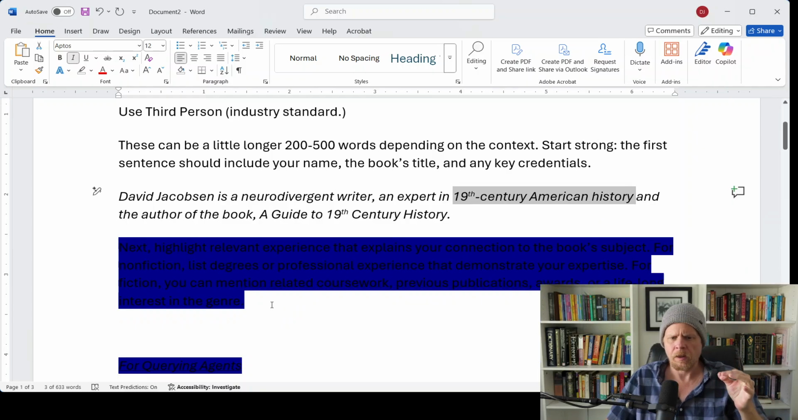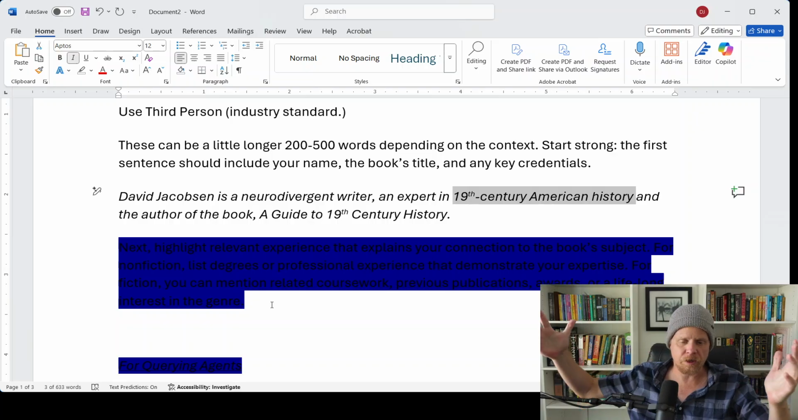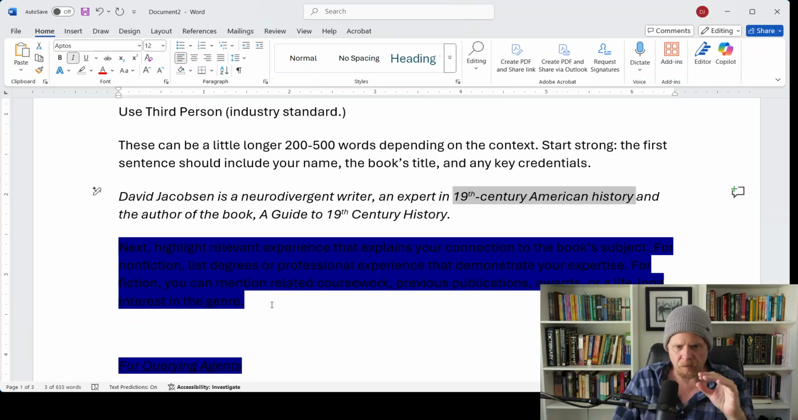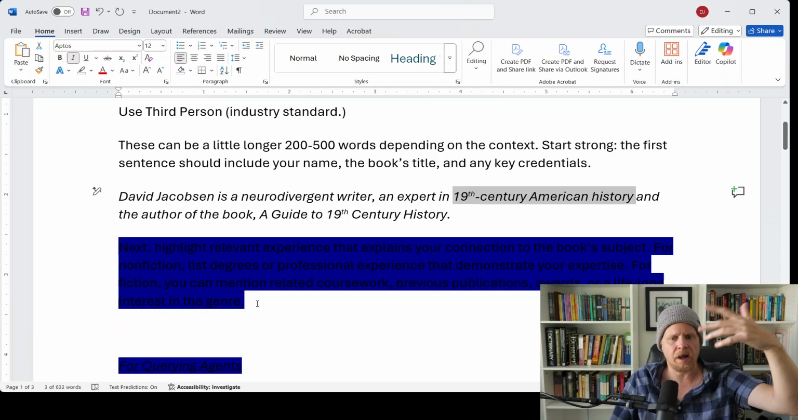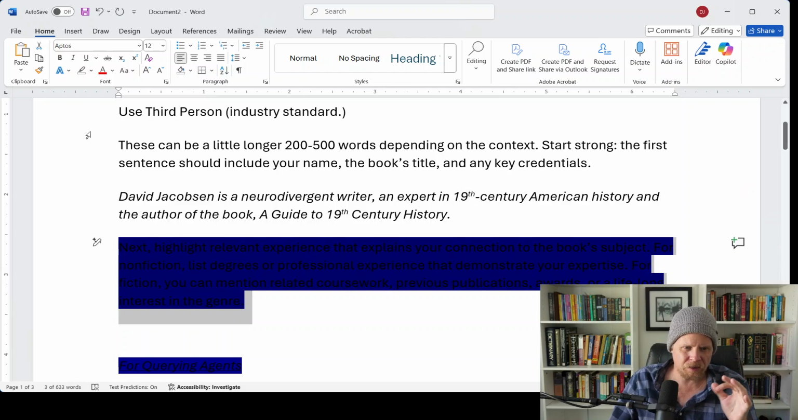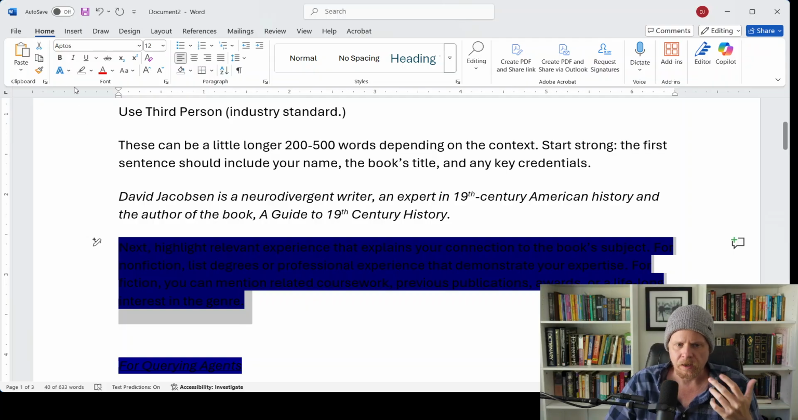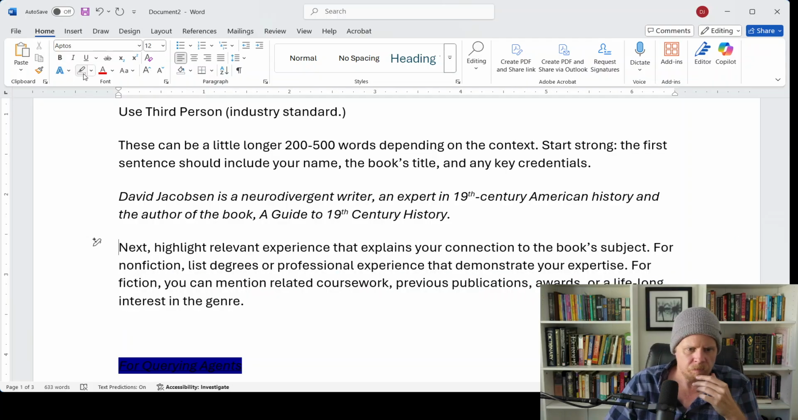We're going to talk in a minute about, maybe you don't have any experience. Maybe you wrote fiction. We're going to talk about fiction down below. We're going to get there. But this is just one example of how you might insert credentials, right? Don't worry about it if you're not an expert in anything. Maybe you have a bachelor's degree in English, right? And you can definitely put that up here as well, okay? Just anything that's going to help people understand that you have at least some credibility in terms of what you're writing about, okay?